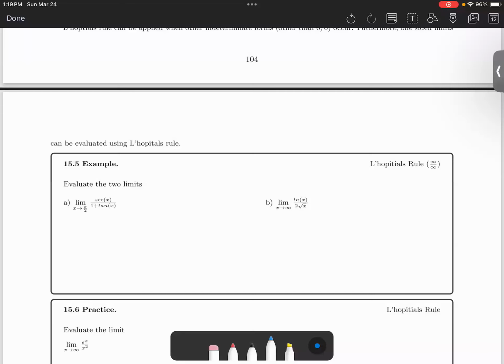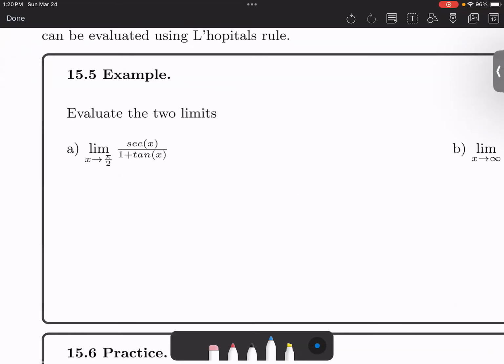We can use L'Hopital's rule not just in the 0 divided by 0 indeterminate case, but also if we get the indeterminate of infinity divided by infinity. Here we have two examples of exactly this. The limit as x approaches pi over 2 of secant divided by 1 plus tangent.